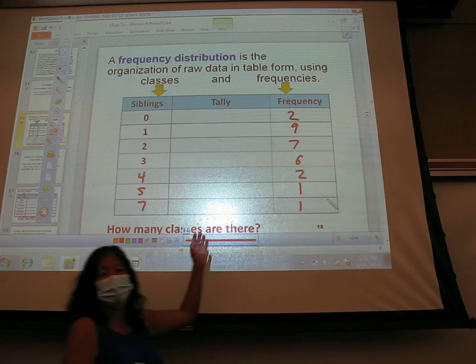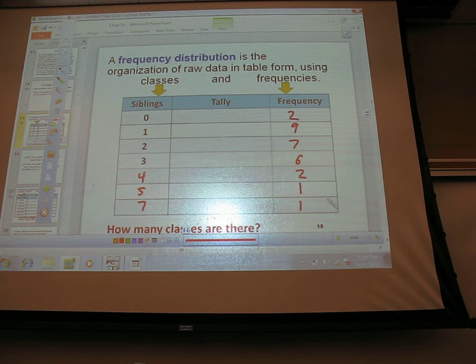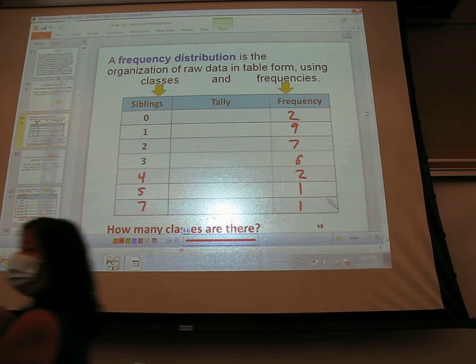So, how many classes are there? 1, 2, 3, 4, 5, 6, 7. Does anybody have 7? Well, I can count them. I got the 0 class. I've got the 1, 2, 3, 4, 5, 6. What if I told you there's actually 8 classes?